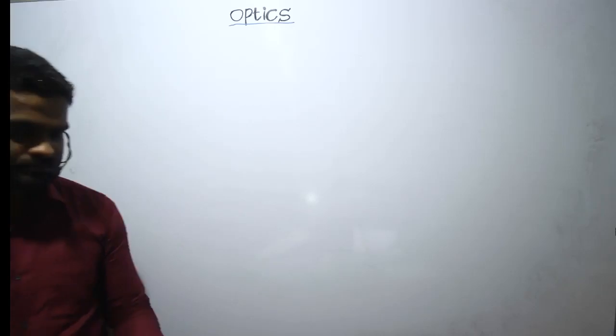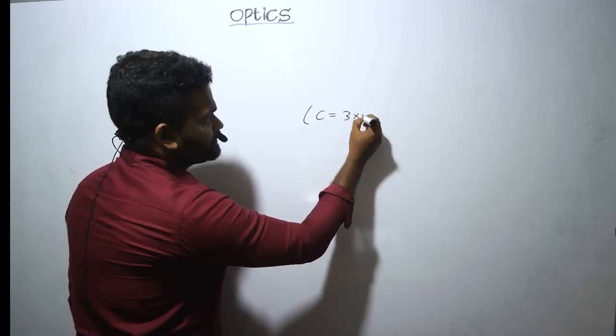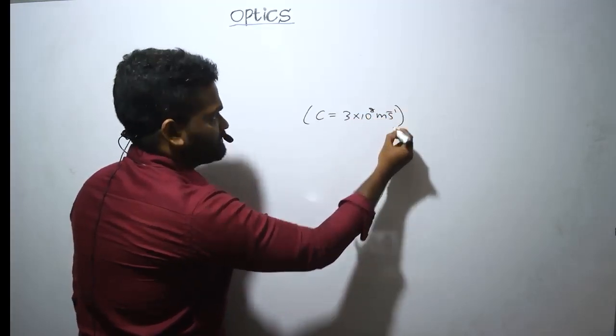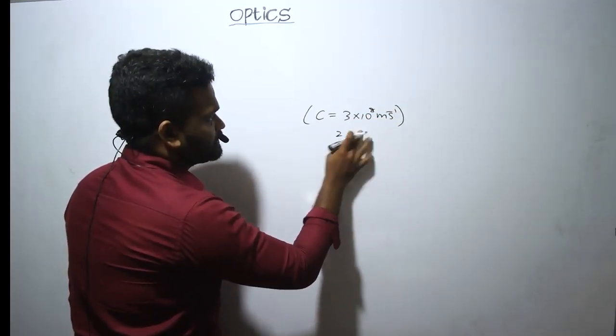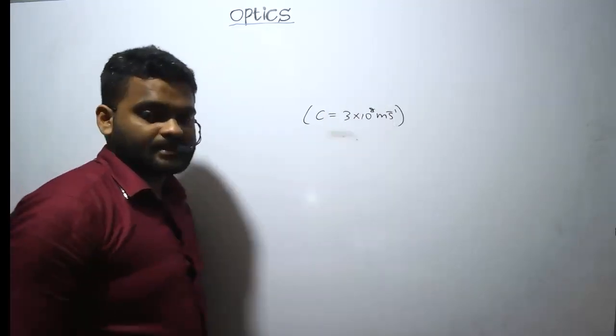Under that, a point: in a vacuum, light speed is maximum. Within brackets, you know this one, 3 times, this is the approximate value. Actual value is 2.9 something, but this is good enough. 3 times 10 to the power 8 meters per second.